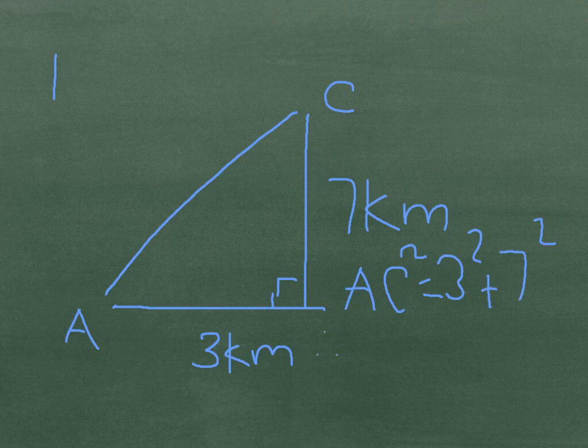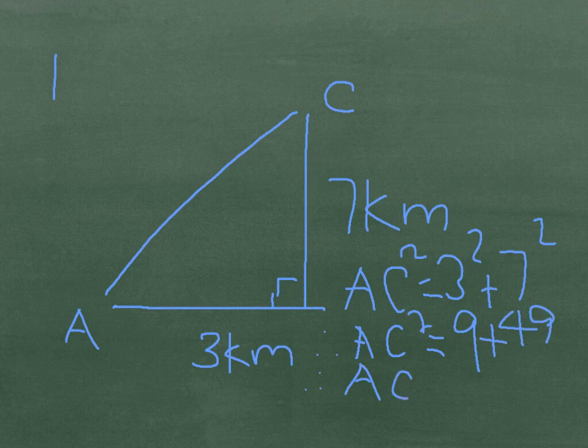So AC squared is 9 plus 49. So AC squared is 58. So AC, the exact value, is the square root of 58. 7 and a bit kilometres.